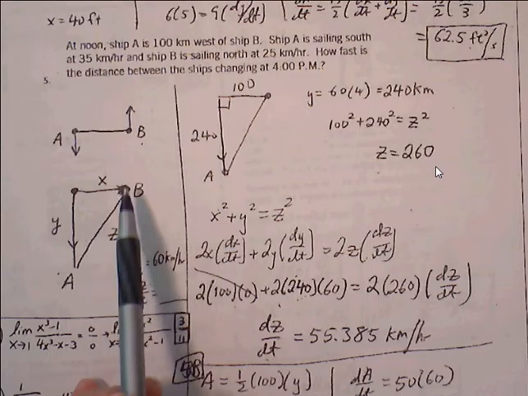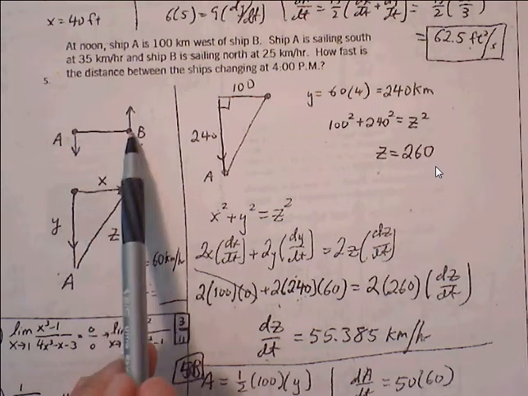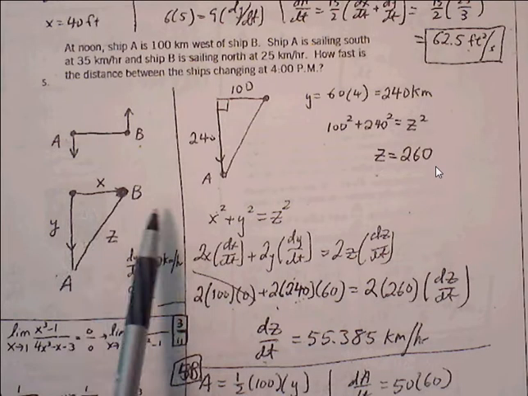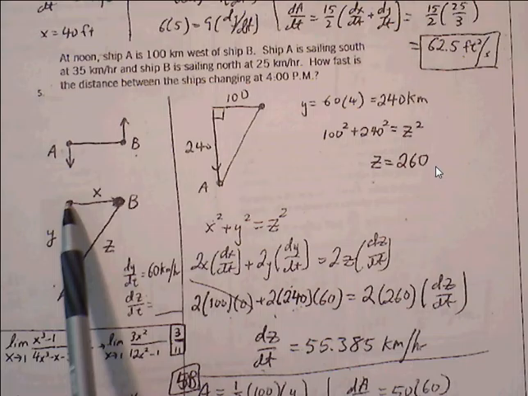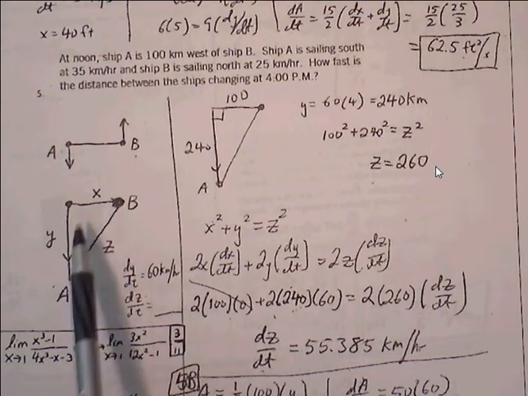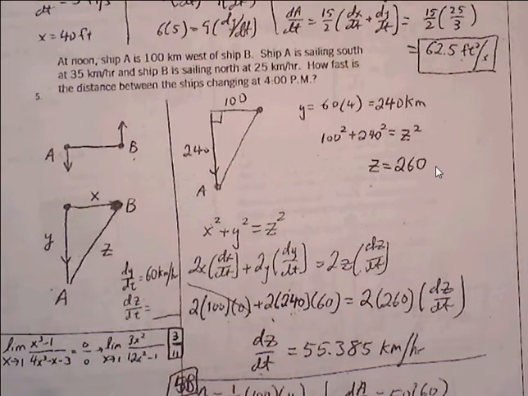is going to be, well, I think in this case, sorry, I made it where B is static, is unchanging, and then A is the one that's moving. So we'll let y represent the moving ship. x is the horizontal distance, and then z is the distance between A and B.